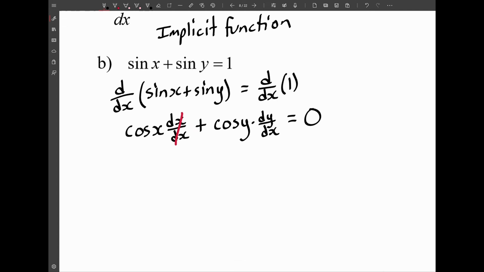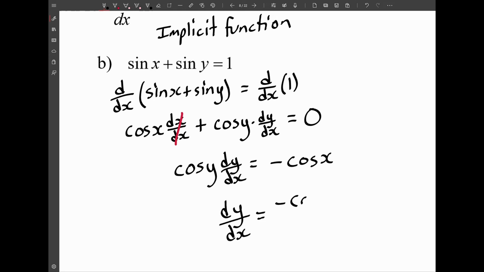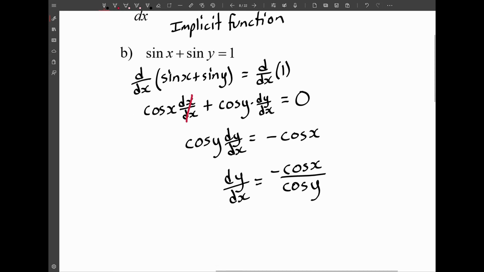So what we're left with then, when we simplify this, is cosine of x is equal to negative... I'm going to switch it the other way around. Let's do cosine of y, dy dx, is equal to negative cosine of x. Then we divide both sides, and we get dy dx is equal to negative cosine of x all over cosine of y. And there we go, that's our implicit derivative.